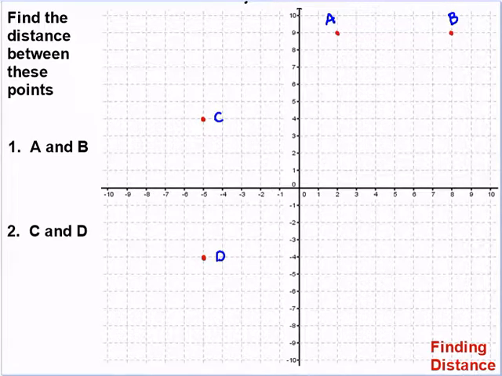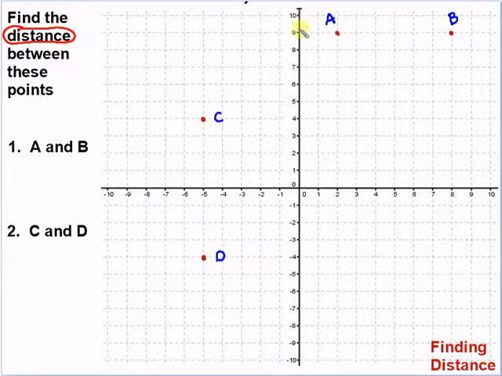Sometimes we're given 2 points and we're told to find the distance between those 2 points. When we think about distance, we're thinking about the space between 2 points. So here we have number 1, find the distance between points A and B. Now how can we measure the distance between points A and B?